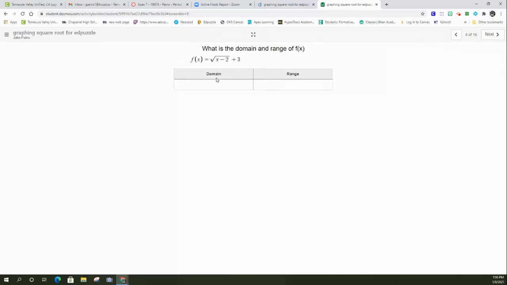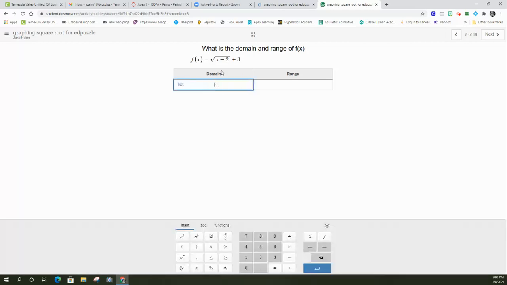Okay, the domain and range, how do you type that in? All right, so using interval notation, the domain starts at H and goes up forever. So it's going to be, and it's included, so it's bracket 2, comma, infinity.